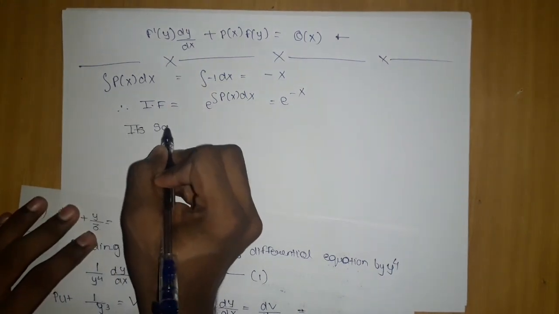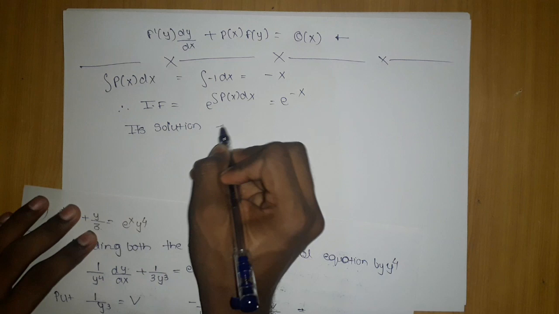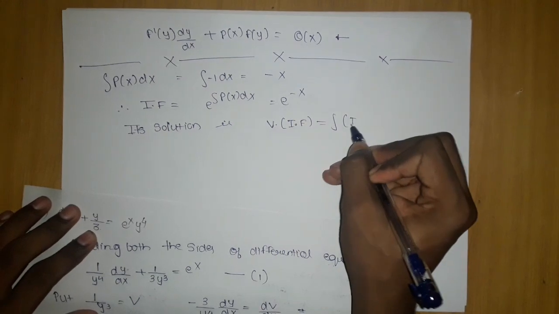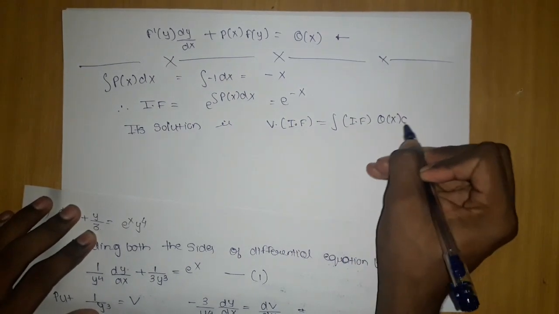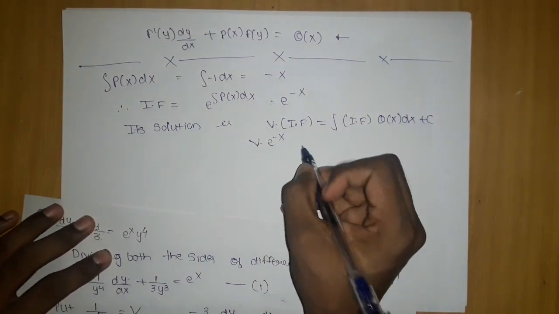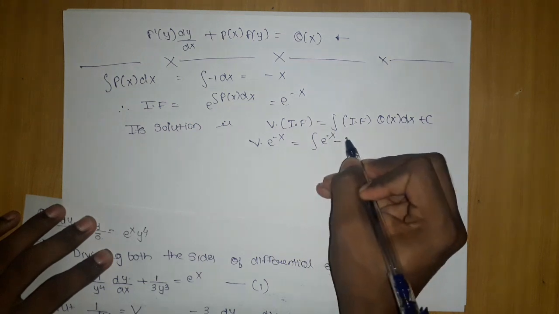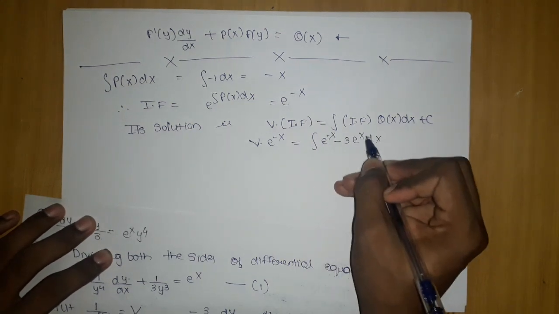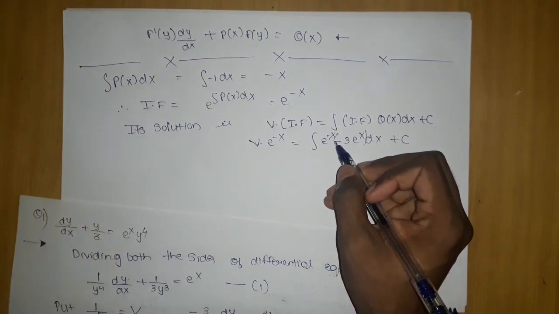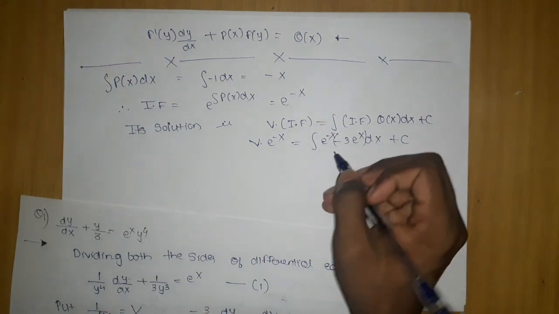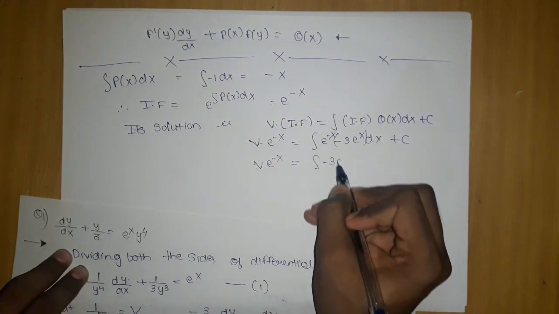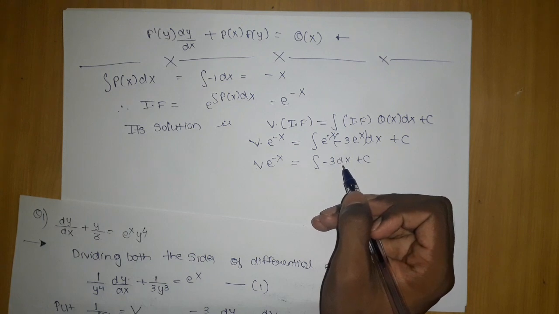After getting this, what we are going to do? Its solution is v into integrating factor equals integration of integrating factor q of x dx plus c, which will be v into e power minus x, which is our integrating factor, equals integral of e power minus x into minus 3 e power x dx, plus c. Here e power x and here e power minus x, so it will become e power 0, which is 1. We are left with v into e power minus x, which is nothing but integral of minus 3 dx plus c, which will give us the result in the end.